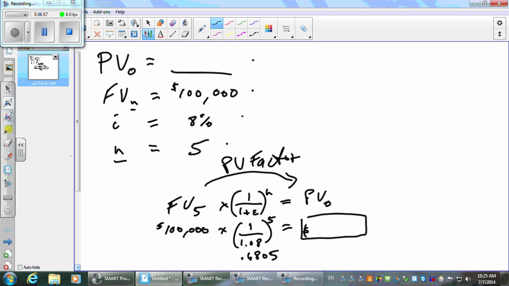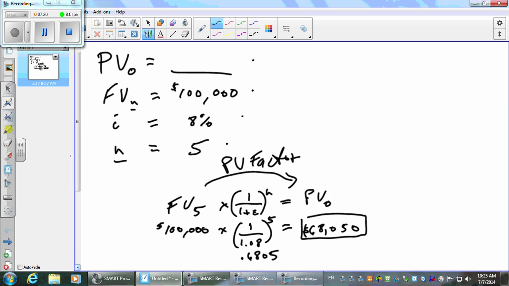So anyway, if each dollar is worth 68 cents, what do you think all of them are worth? How about $100,000 times 68 cents each? That's all we're doing. So this is 68,000 and $50. It's not exactly that, is it? We need to keep all the decimal places. Take a look on your tables. Okay, let's use the tables.